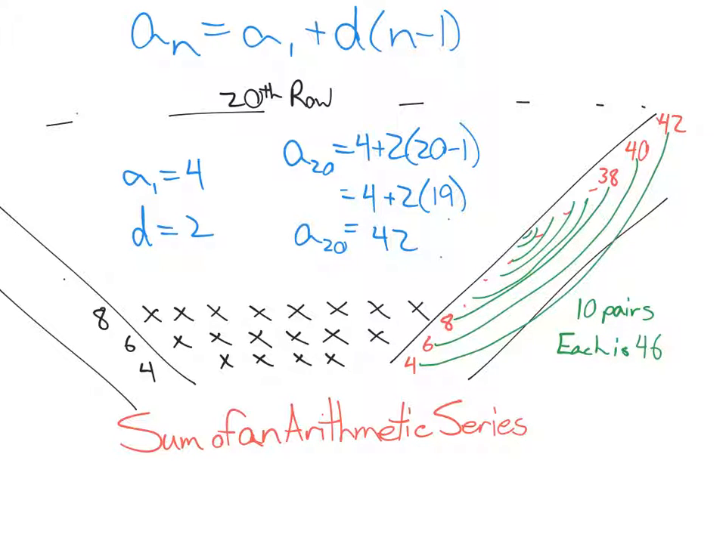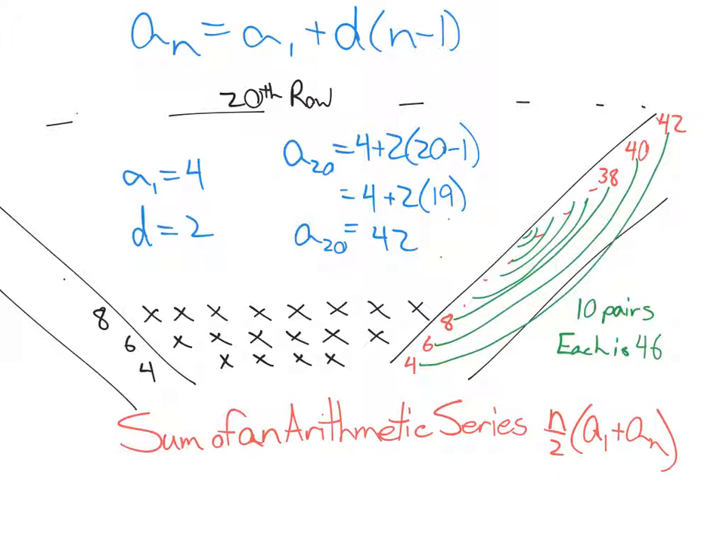So guess what? The sum of an arithmetic series can be found by adding the first term and the last term. So, a sub 1 plus a sub n. This is the formula. And then I want to multiply that by the number of terms divided by 2, because I'm pairing them all up. So it's times n over 2.